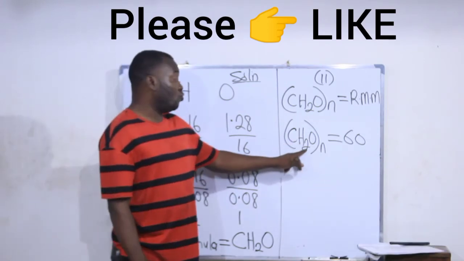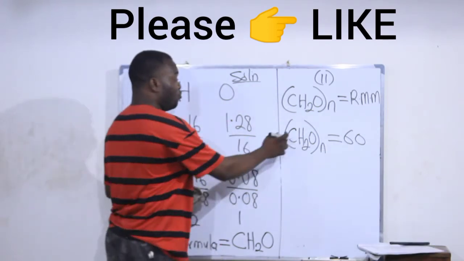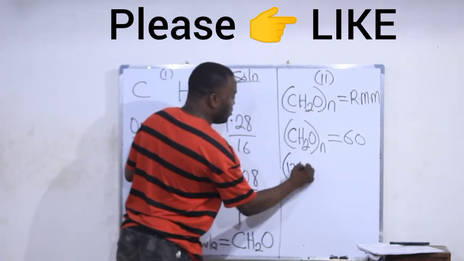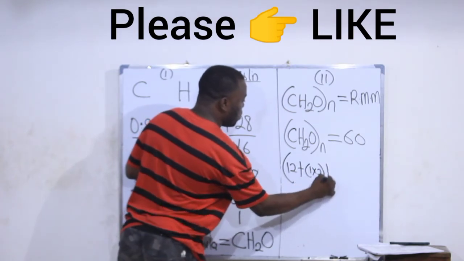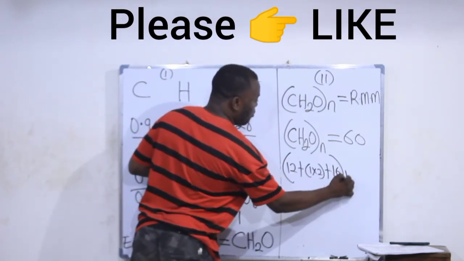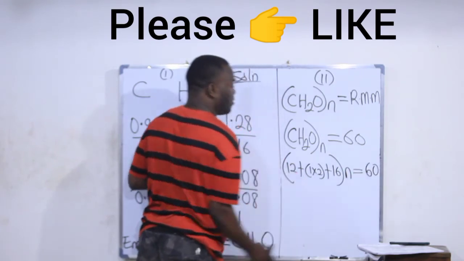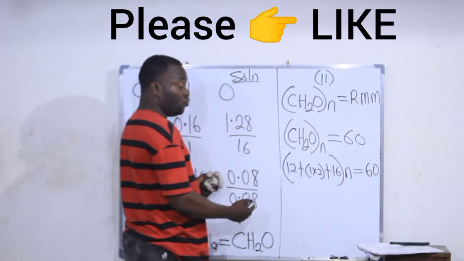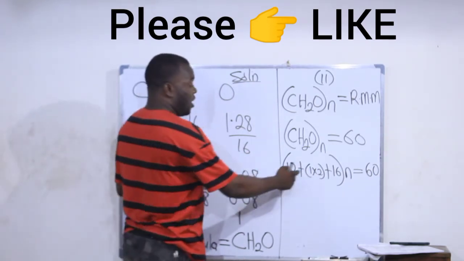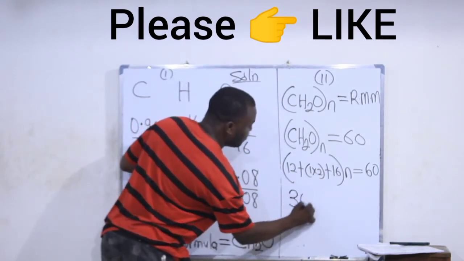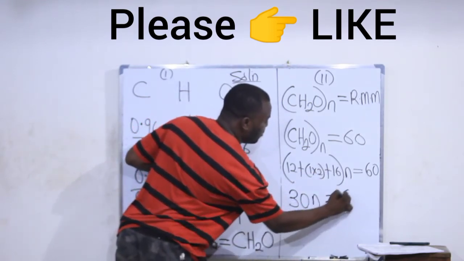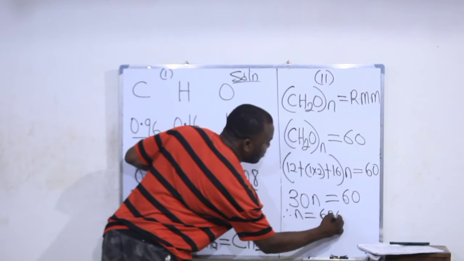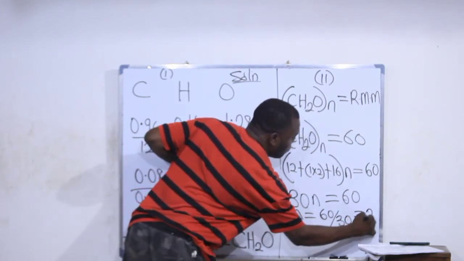Now, CH2O N equals 60. I will change the elements into numbers. My carbon is 12 plus hydrogen is 1 multiplied by 2 plus oxygen is 16, all multiplied by N, still equal to 60. My aim is to find the value of N. Now this is 1 times 2, which is 2. 12 plus 2 is 14, and 14 plus 16 will give us 30. 30N equals 60. Therefore, our N will be 60 divided by 30, and that is equal to 2.